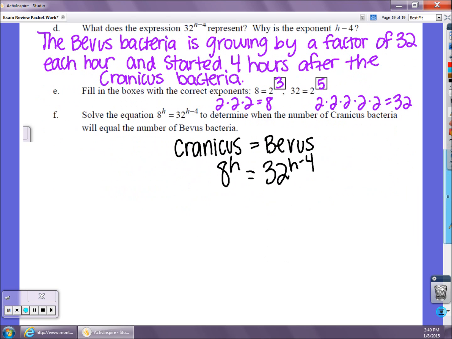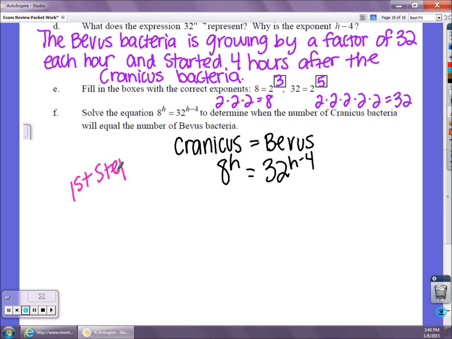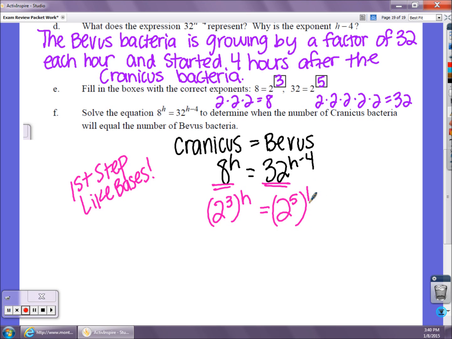All right, and you're going to get sick of me saying this, but our first step here is to get like bases. We're solving exponential equations. I'm going to keep writing it. Like bases. What does that mean? Well, right now my bases are 8 and 32. So instead of 8, I'm going to use what we came up with in part E and write that as 2 to the power of 3. And instead of 32, I'm going to write that as 2 to the power of 5. And notice I'm bringing down the h and the h minus 4. Those don't disappear. You got to keep them with you.